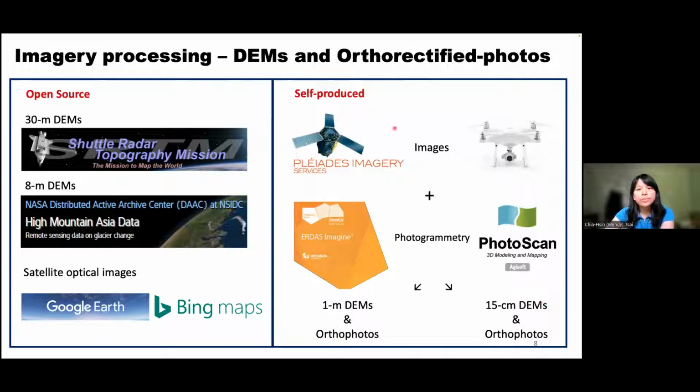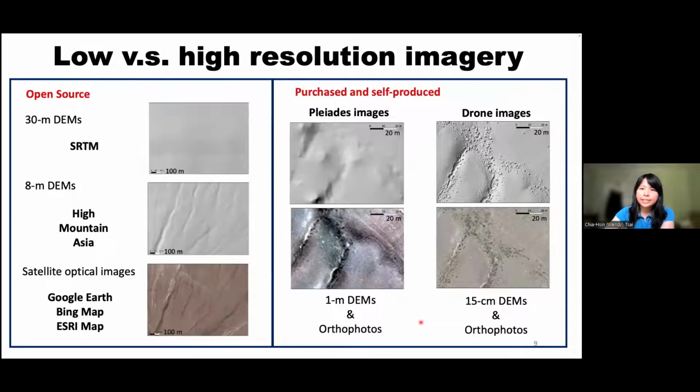The self-produced imagery, including those made from the Pléiades satellite imagery and the drone images collected in the field, have higher resolution. Here you can see the differences between low and high resolution images of the same fault scarp, and we mainly rely on the high resolution ones for measuring the offsets.